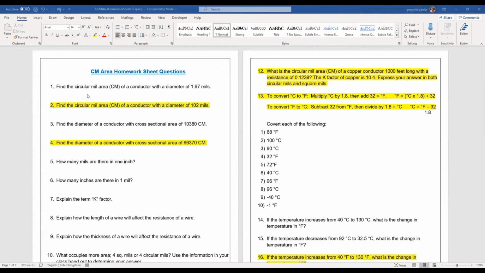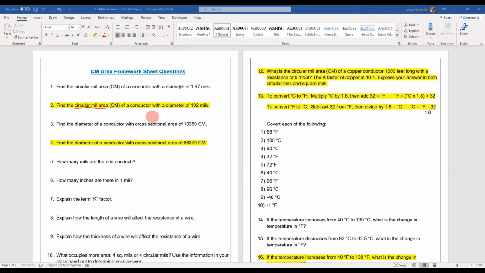Now, in the very first question that we have in here, we are asked to find the circular mils. Okay, so don't get confused by the word area. We could pretty much get rid of it, but we are just going to be finding the circular mils, the cm, of a conductor, if we have a diameter of 102 mils. So we have our conductor here, and the diameter is 102 mils.